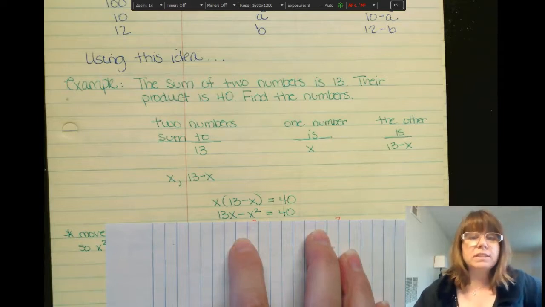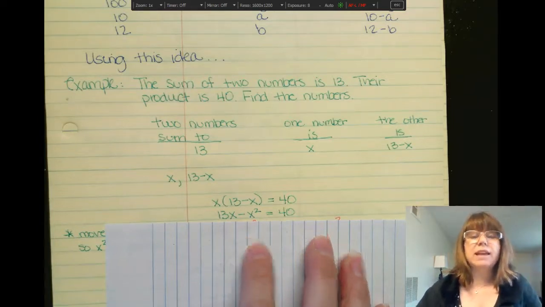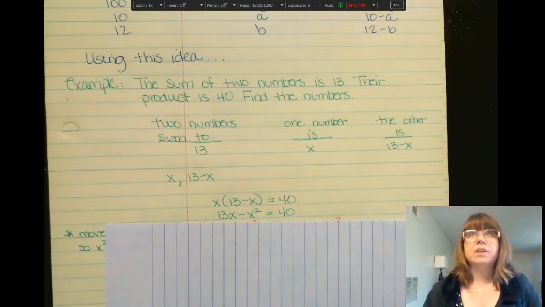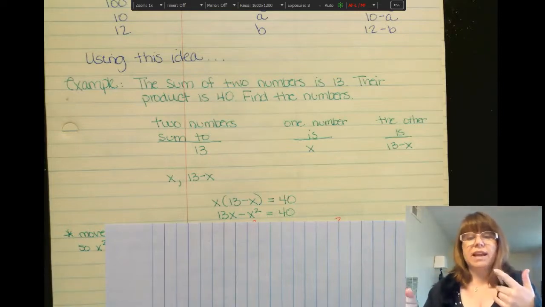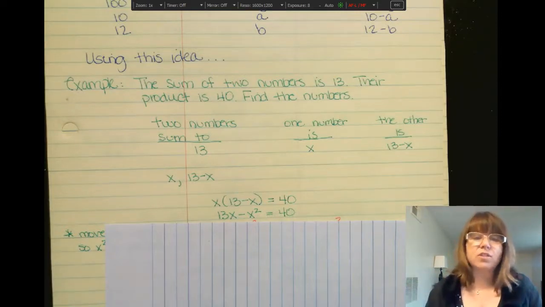Move everything to one side. Now, I don't like the x squareds being negative, so this time around, I'm going to move everything to the right-hand side. I don't mind if x's are negative. I don't even mind if the constant's negative.